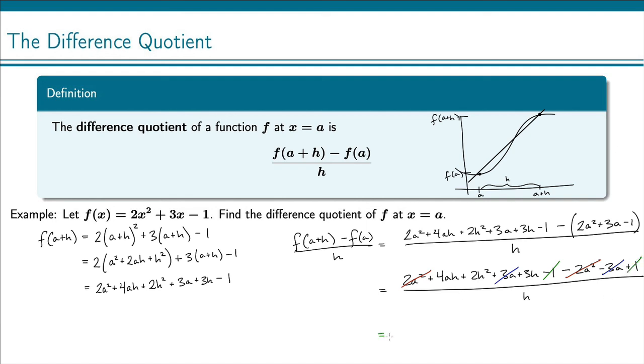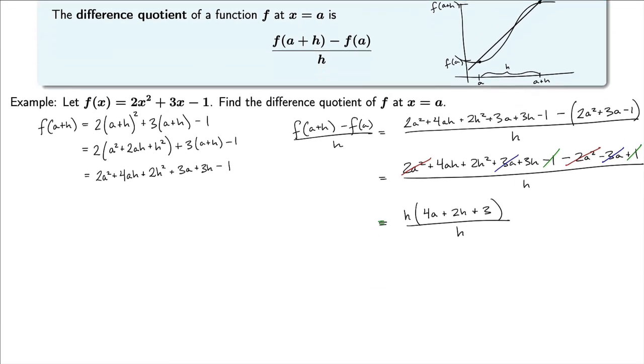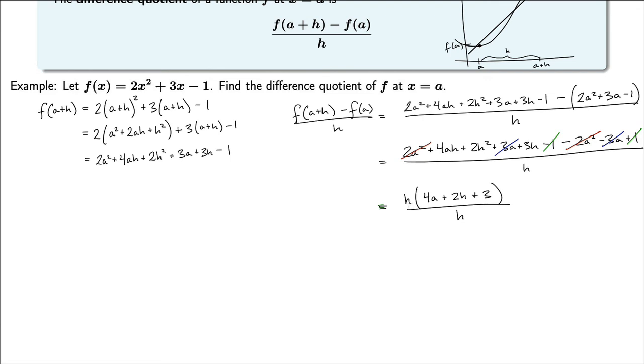So after canceling all of those things out, I just have terms here that have an h in them. And we're going to factor the h out. So I factor h out, and I have a 4a plus 2h. Notice I pulled an h out of the h squared, so it's just h. And then plus 3, and I pulled the h out, so it's just the 3 there. And that's divided by h. Okay, and now that I have an h as a factor, I can cancel that out.